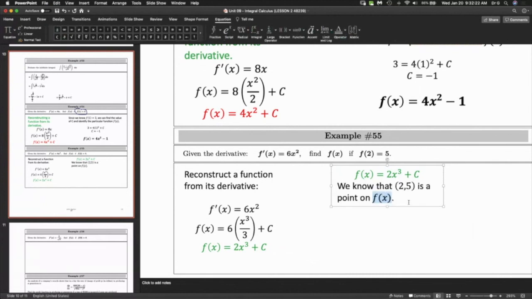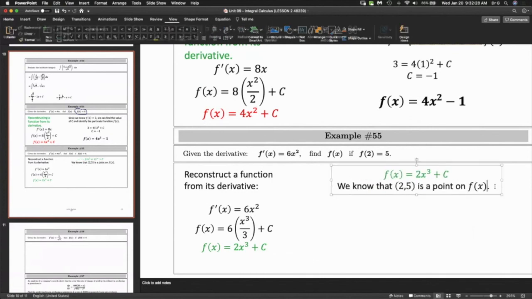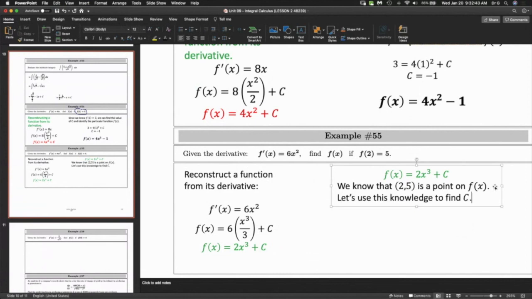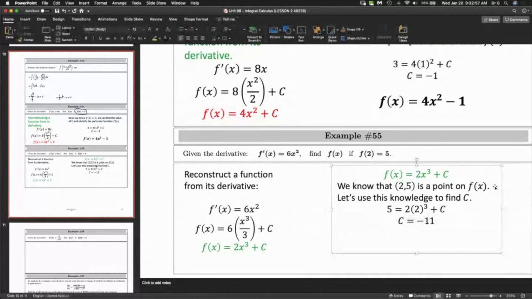So we know that (2, 5) is a point on f of x. So let's plug in (2, 5) to get c. A little bit of keyboard lag there. So we get 5 equals 2 cubed plus c. So I got -11. Can someone confirm -11 in the chat?